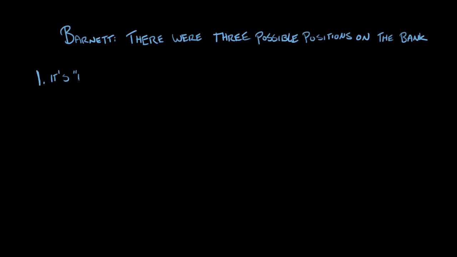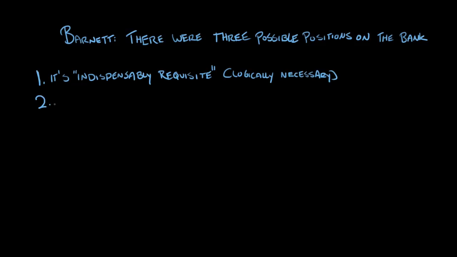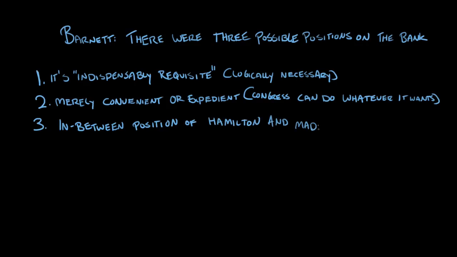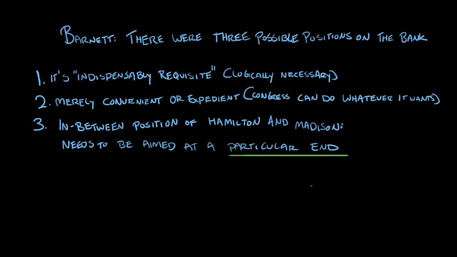So I think that there's basically three positions that you can have. It has to be indispensably requisite or logically necessary. That's the Jefferson and Maryland view. It could be merely a matter of convenience or expediency, meaning basically Congress can do whatever it wants. That's the liberal view that's sometimes attributed to John Marshall in McCulloch versus Maryland, but he denied it. And there's the in-between position that I think both Madison and Hamilton were favoring, and that is the requirement of some degree of means-ends fit, so that a measure really is aimed at a particular end, and it's not really trying to accomplish something that Congress isn't given the power over.